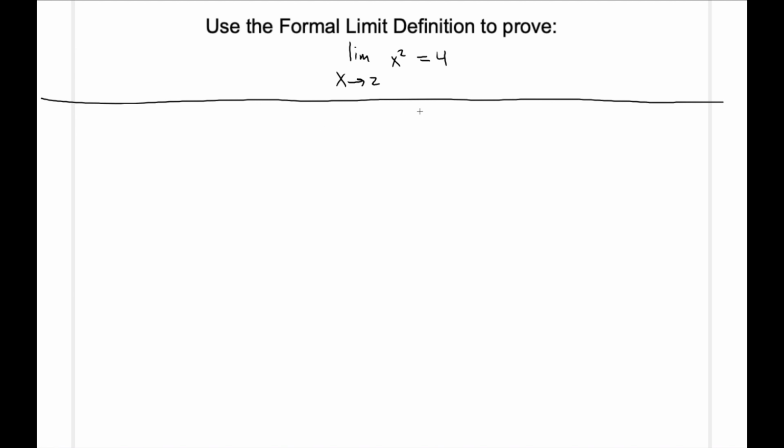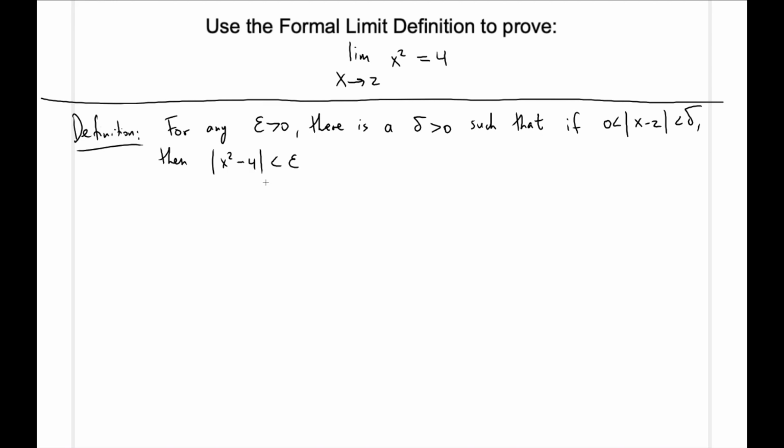In this video, we're going to use the formal definition to prove that the limit of x squared as x approaches 2 is going to be 4. Okay, so first, the definition. And first, we're going to work with this part here. So our goal is to express delta in terms of epsilon.